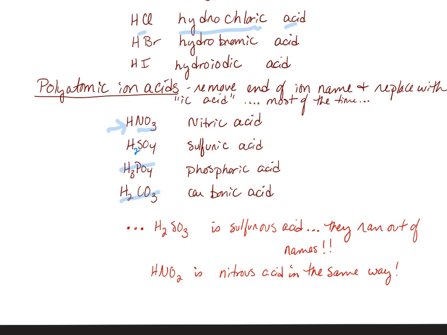Now, just to throw another kink in there, you know how we said that SO4 minus 2 is sulfate and SO3 minus 2 is sulfite? Well, when we get to that sulfite, to tell a difference between sulfuric acid and this guy, he's going to get a name of sulfurous acid. So we change that ic to ous. Same thing with HNO2. This becomes nitrous acid.